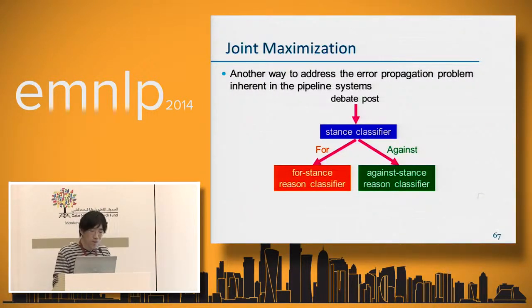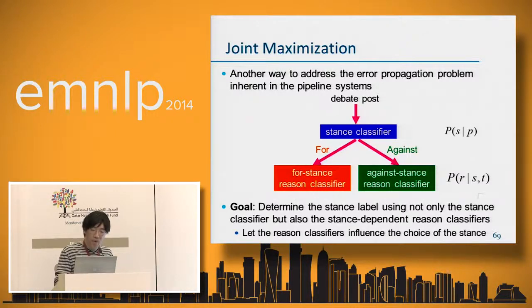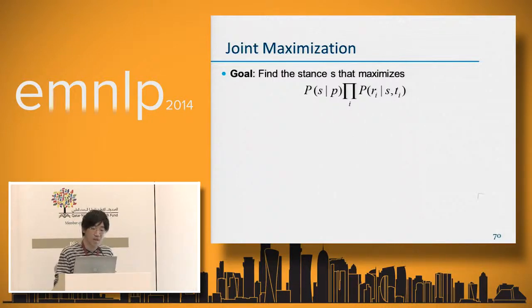Okay? Now let's move on to our next stance-supported system, which uses joint maximization. So joint maximization is another way to address the error propagation problem inherent in the pipeline system. So again, if you remember, this is the architecture for the pipeline systems, where the stance classifier estimates the probability of seeing a stance S given post P, and these stance-dependent reason classifiers estimate the probability of a reason label given the stance S and the sentence T under consideration. And our goal in joint maximization is to determine the stance label using not only the stance classifier, but also the stance-dependent reason classifiers later on in the pipeline. In other words, we let the reason classifiers influence the choice of the stance. So the question is, how can that possibly be done?